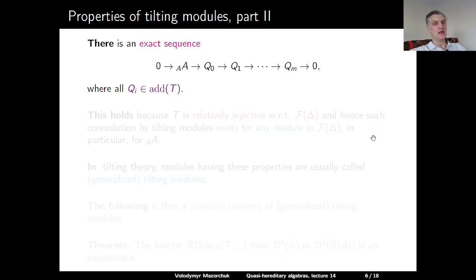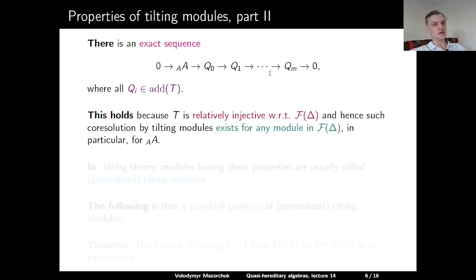In other words, the projective generator for A-mod has a finite co-resolution by tilting modules. And this holds because we have seen that the module T is relatively injective with respect to the category F(Δ), and hence any object in F(Δ), in particular the module A, which belongs to F(Δ) because our algebra is quasi-hereditary, has a finite co-resolution by tilting modules.